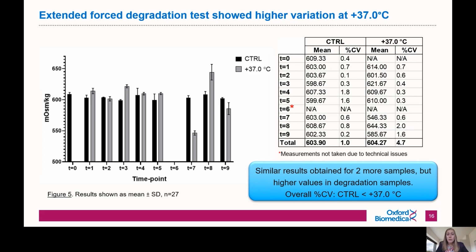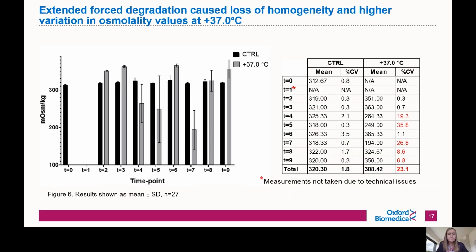As you can see here, we have another example, and this was again comparable to two other samples in the same kind of formulation buffer. The overall mean values are very comparable from control to 37. However, there is a slightly higher variation when the samples are kept at 37 degrees. So this is probably suggesting that there is something happening, but we're still not seeing anything major in terms of changes in mean values overall at the end of the experiment.